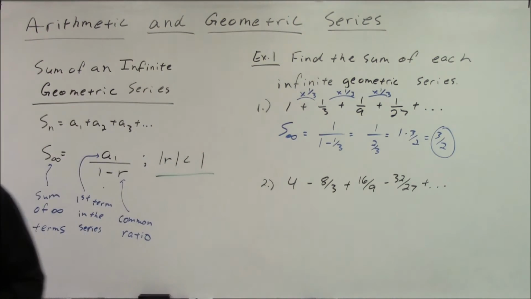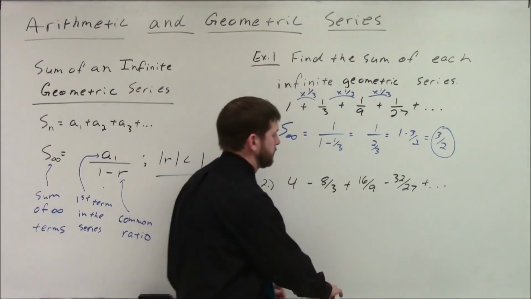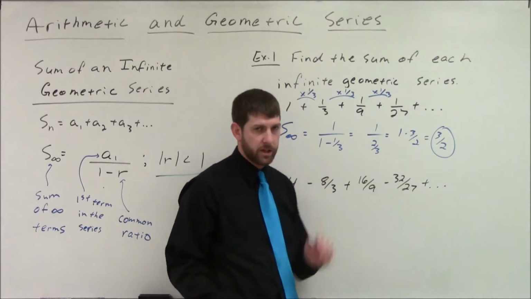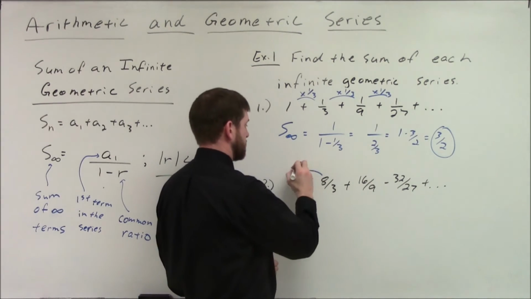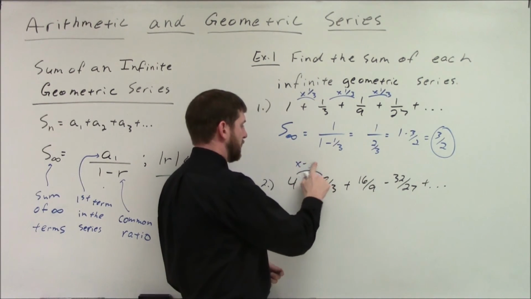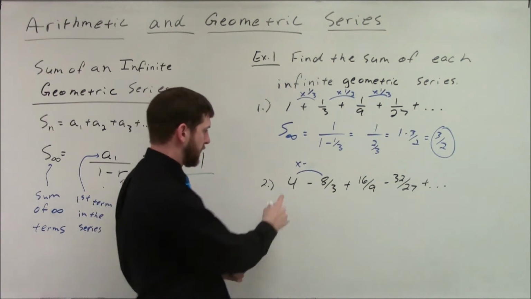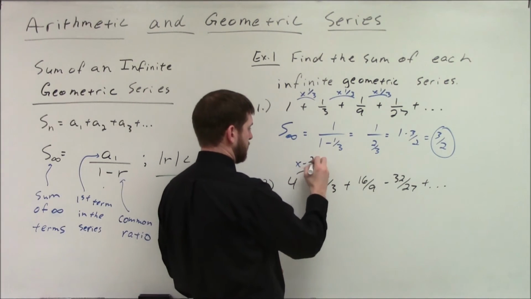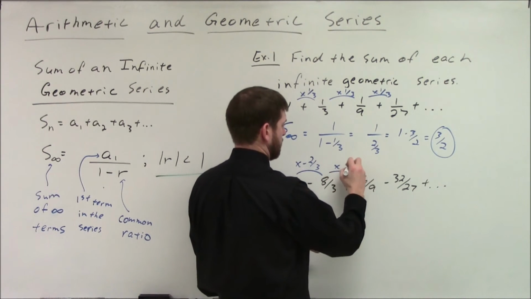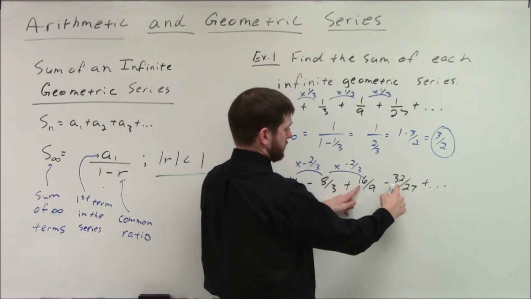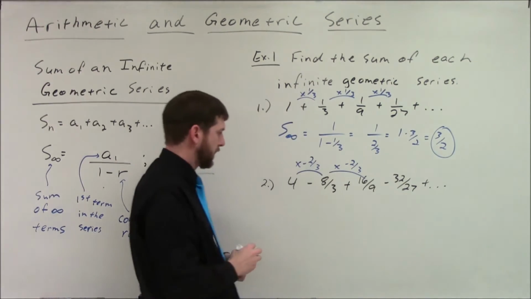Well, hopefully you've had enough time to finish that one. Let's see how you did. So, is it infinite? Yes. Is it geometric? Well, the signs are alternating, so that tells us we're at least multiplying by a negative. What negative are we multiplying by? Well, it looks like 2 over 3. And then times 2 over 3. Times 2 over 3.